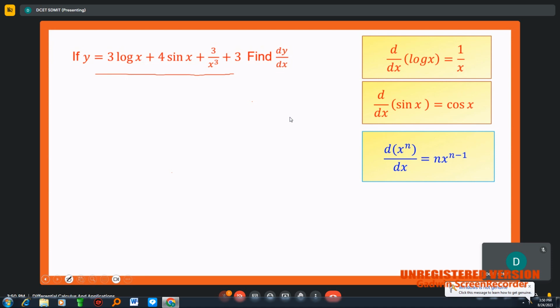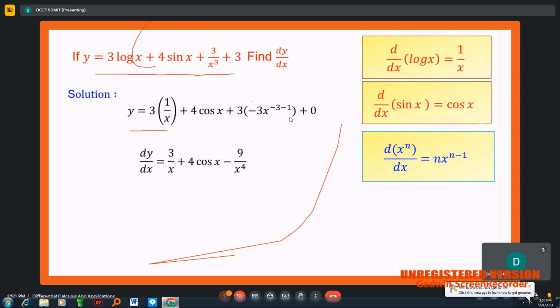Now first here we are finding the dy by dx. 3 is a constant here. See here, 3 is a constant for this. Given y is equal to 3 log x plus 4 sin x plus 3 by x cube plus 3. Now we have to find out the dy by dx. What is the dy by dx here?